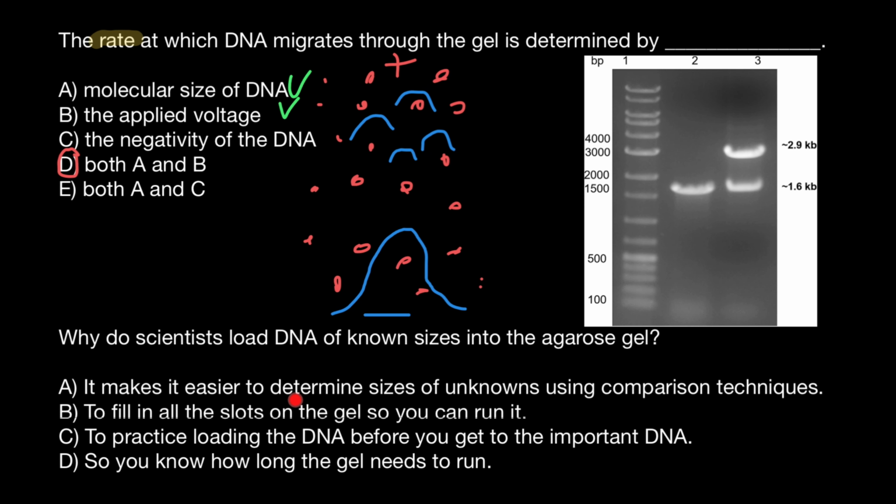It makes it easier to determine the size of the unknowns using comparison techniques. And this is the correct answer, but let's check the rest. For example, to fill in all the slots of the gel so you can run it, it's not the correct variant. Next, C, to practice loading the DNA before you get to the important DNA, this is not true. And so you know how long the gel needs to run is also a wrong answer.